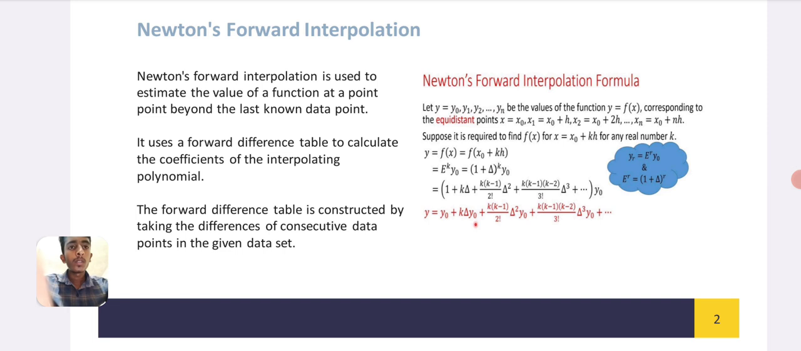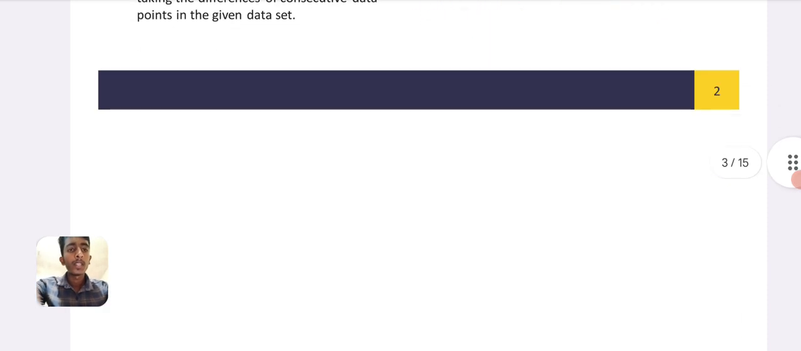Newton's forward interpolation is used to estimate the value of a function at a point beyond the last known data point. It uses a forward difference table to calculate the coefficients of the interpolating polynomial. The forward difference table is constructed by taking the differences of consecutive data points in the given dataset.